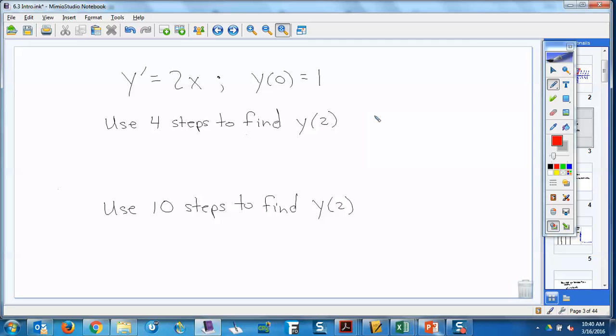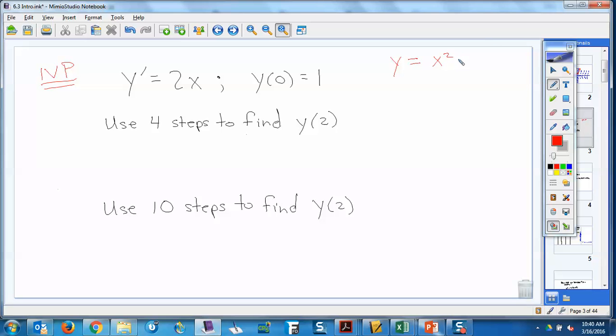We're going to start with y prime equals 2x, which of course we know the exact solution to, right? We did it a little while ago. And we're going to start with the initial condition y of 0 equals 1. So this is an IVP. It's a differential equation with an initial condition attached. Well, we know the exact solution to this, of course. y is equal to what?